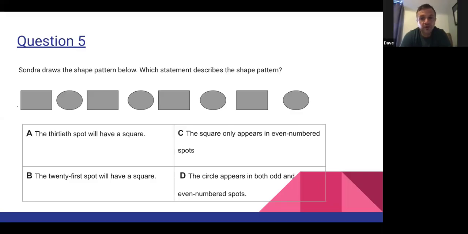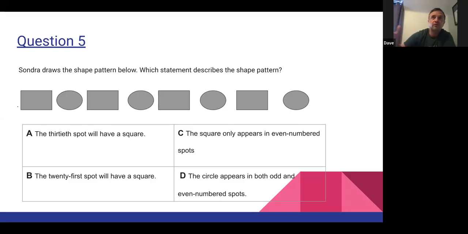So the square does not appear in even numbered spots. It only appears in odd number spots. And then D, the circle appears in both odd and even numbered spots. And that's not true either. The circle is always going to be even in this pattern. The square is always going to be odd in this pattern.